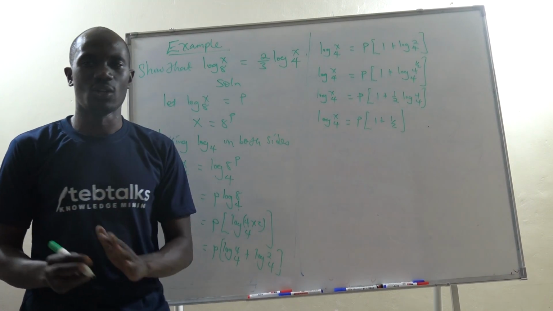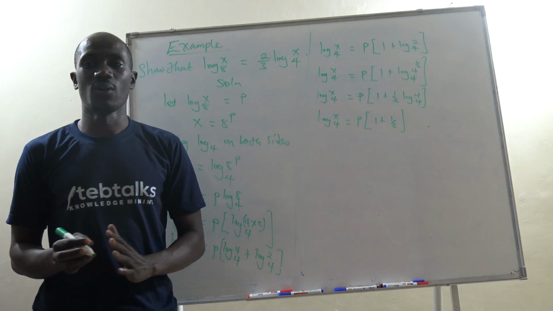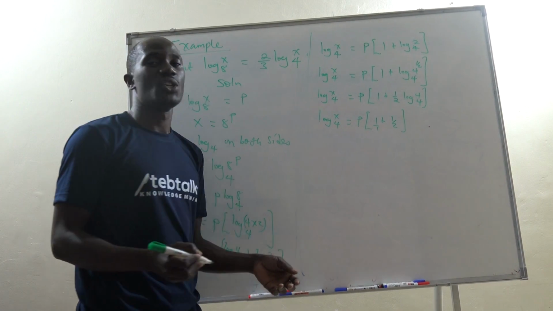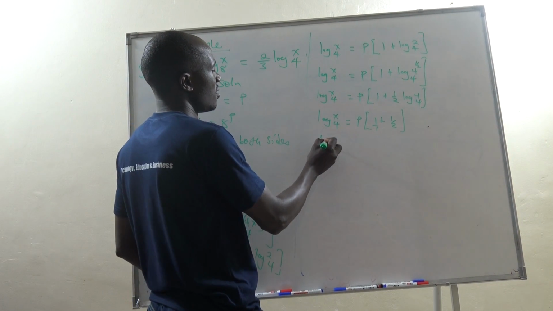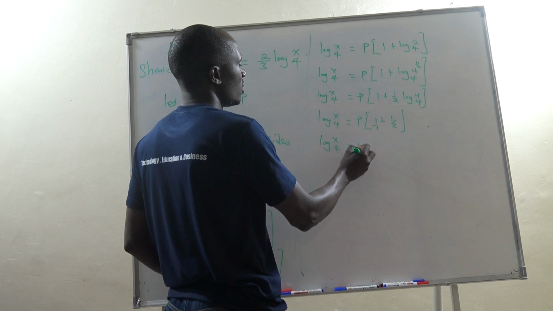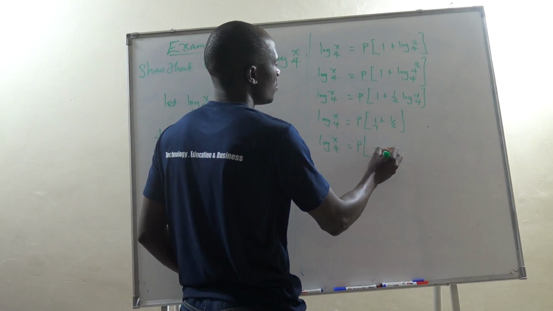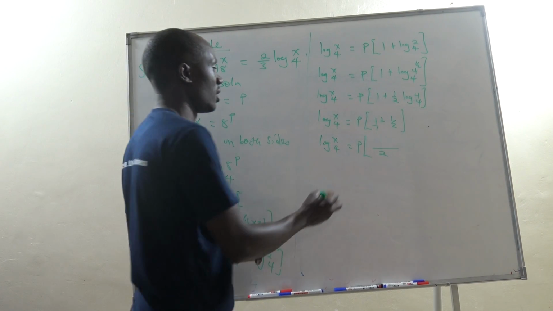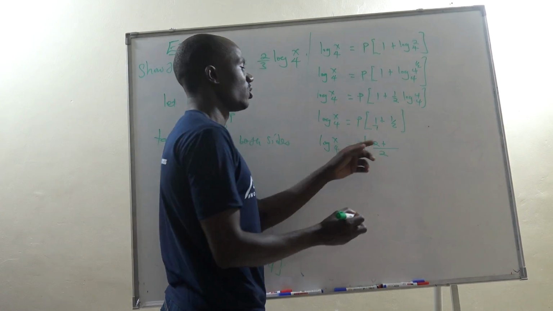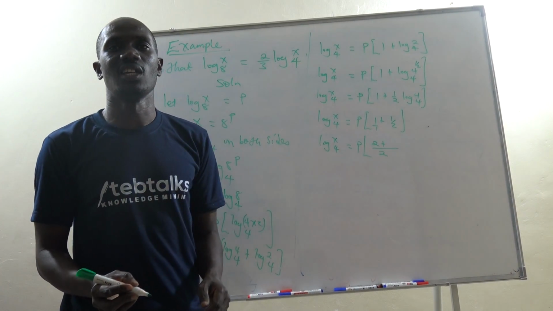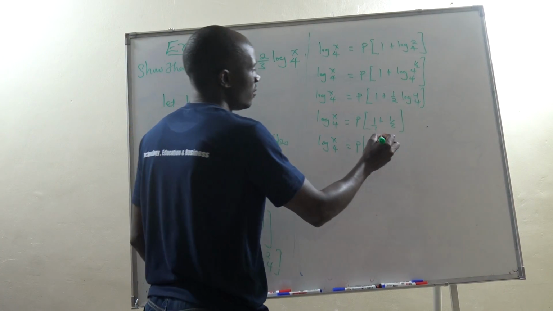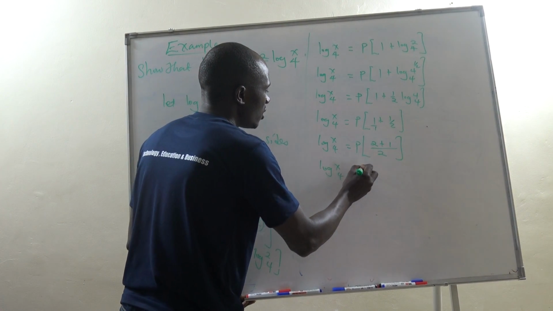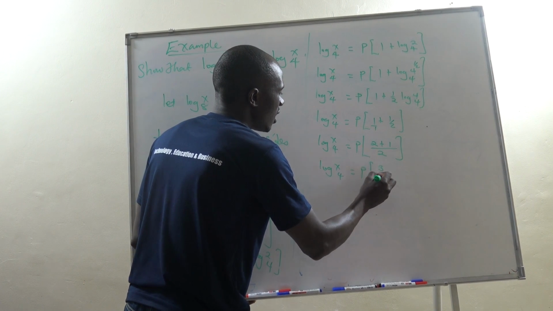Then we apply the rules of fractions. We are going to get the LCM. So what is the LCM here? The LCM here is 2. So what are we having? We are having log x base 4 equals p into, the LCM is 2. 2 divided by 1, you get 2. 2 times 1, automatically you're getting 2, plus 2 divided by 2, we are getting 1 times 1, 1. So we are having log of x base 4 equals p into 3 over 2.